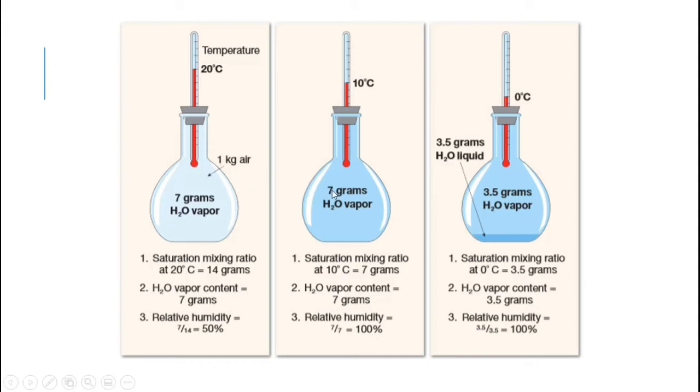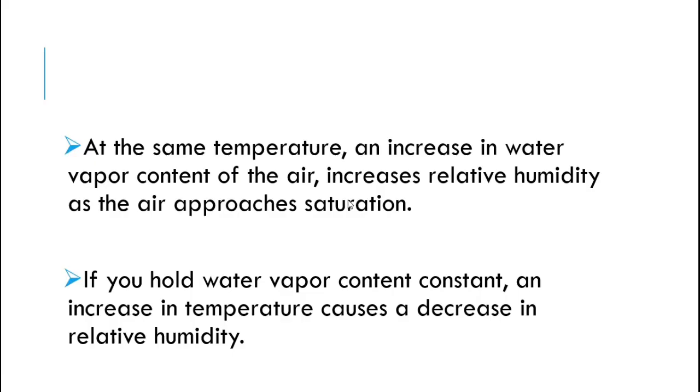Because, okay, again, as you can see here, the lower the temperature, the higher is the relative humidity if the mass of water vapor present in air is held constant. Okay, again, at the same temperature, an increase in water vapor content of the air increases relative humidity as the air approaches saturation. And if you hold the water vapor content constant, an increase naman in temperature causes a decrease in the relative humidity.